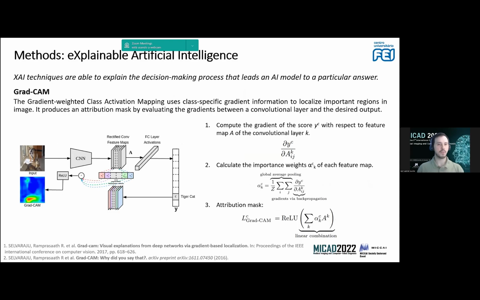XAI techniques are able to explain the decision-making process that leads an AI model to a particular answer. This work selected the Grad-CAM technique to perform the qualitative analysis. Grad-CAM, that is the Gradient-weighted Class Activation Mapping, uses class-specific gradient information to localize important regions in the image. It produces an attribution mask by evaluating the gradients between a convolutional layer and the desired output. In other words, Grad-CAM is capable of producing a heat map that indicates the regions of the image that are important to the model's prediction.